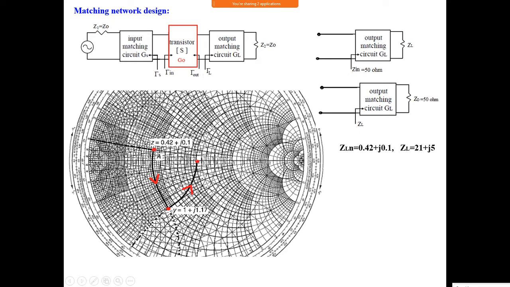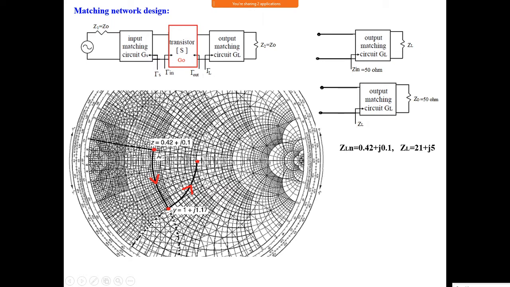Next, what we were doing, we were moving from this load point on the constant resistance circle, like this, till the G equal to 1 circle. See here, G is equal to 1 circle. Next, starting from here, we are moving to the center of the Smith chart on the conductance circle. Just remember, this we were doing.